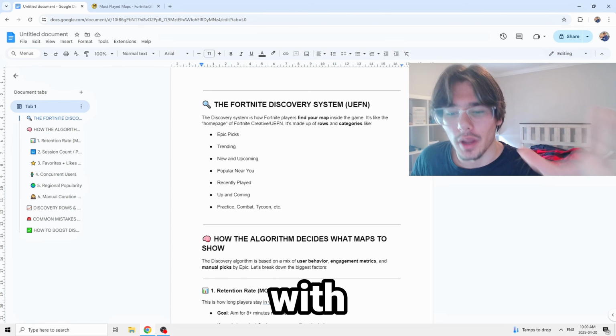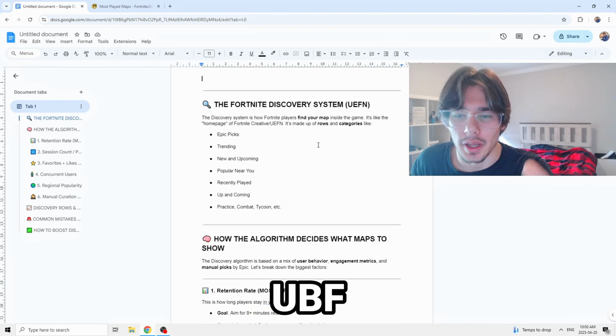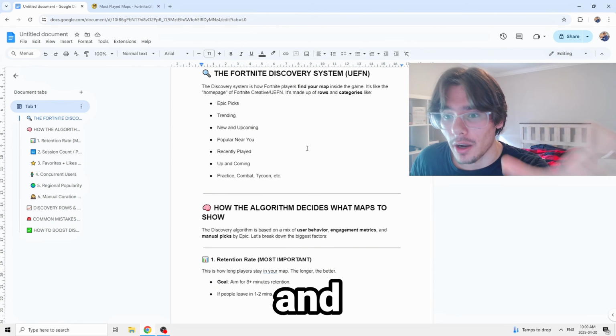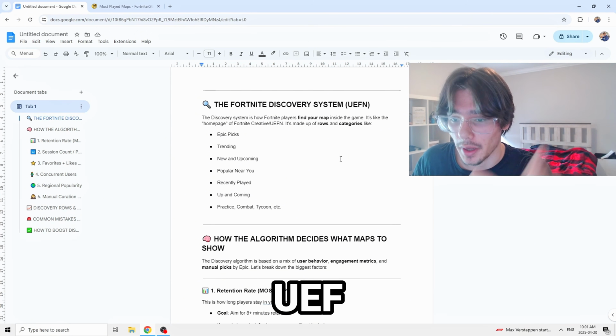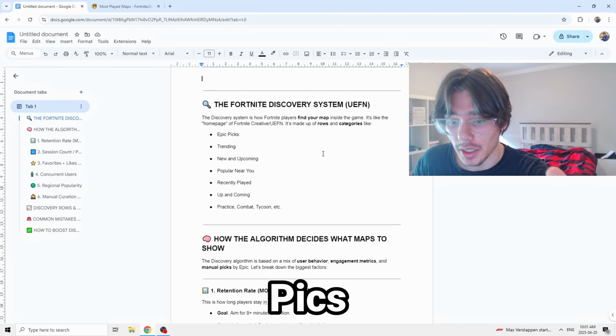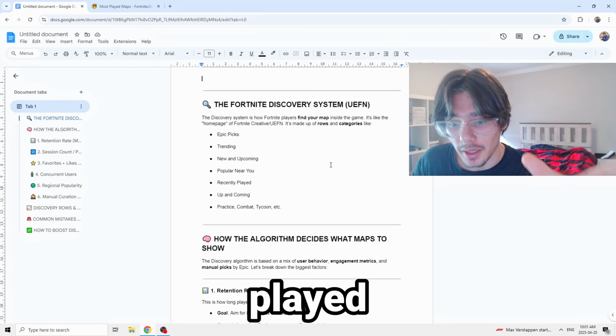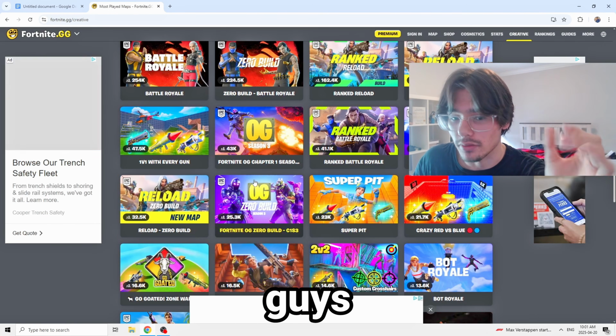Alrighty, so starting off with number 1, the Fortnite discovery system in UEFN. What exactly is it? The discovery system and algorithm is how Fortnite players find your map inside of the game. It's like the homepage of Fortnite Creative and UEFN. It's made up of rows and categories like Epic Picks, Trending, New and Upcoming, Recently Played, Practice, Combat, Tycoon, etc. And I'll show you guys visual examples right now.